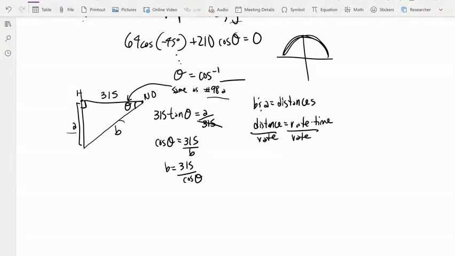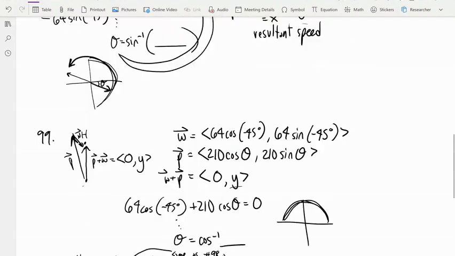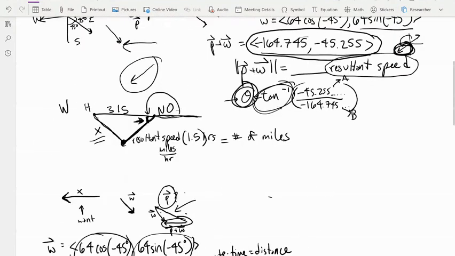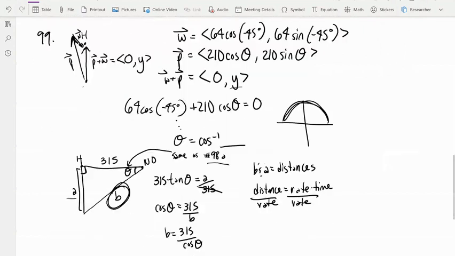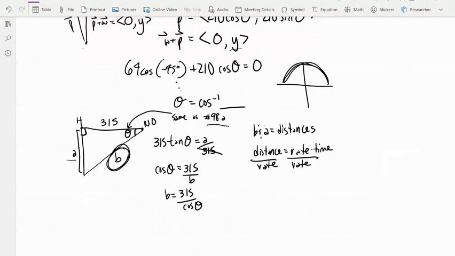Now the rate for b, we already solved for in part A. We solved for the resultant speed here in part A. So look for your resultant speed from part A and divide b by it. Take that b, divide it by the resultant speed from 98A in order to find the amount of time. That's the time for the first part of the journey.